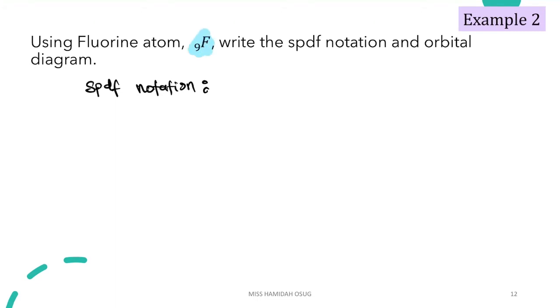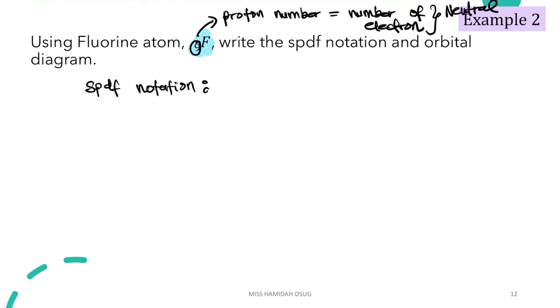So you are given a fluorine atom in which the number 9 represents the proton number. In this case, the proton number is equal to the number of electrons because this is a neutral atom. So the SPDF notation for this atom is 1s2, 2s2, 2p5. Take note there, 5 plus 2 plus 2 is equal to 9, which is the same as the number of electrons.